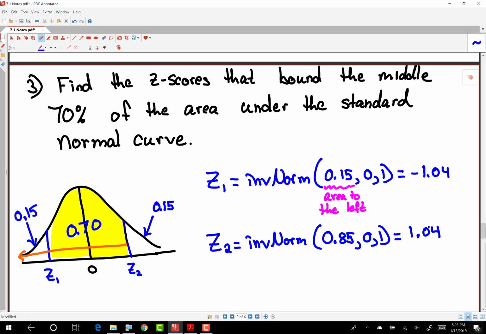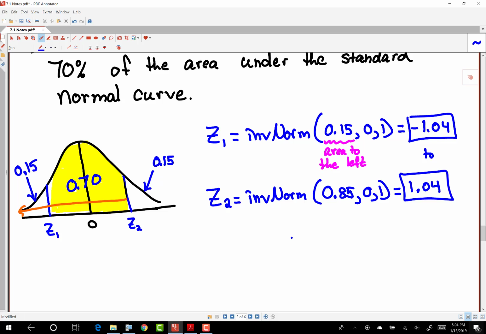Now, in real life, these are the bounds that cut off that 70%. In real life, we don't always have a mean of 0. You can have all sorts of different means. And so it's not necessarily just going to be a change in sign if it's not centered around 0. So that's why I wanted to show you how to work it out.